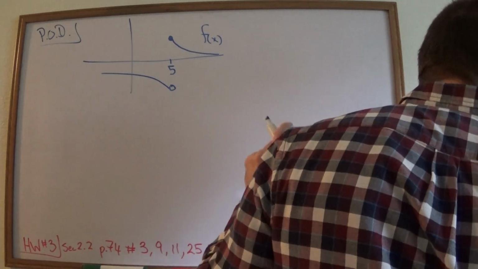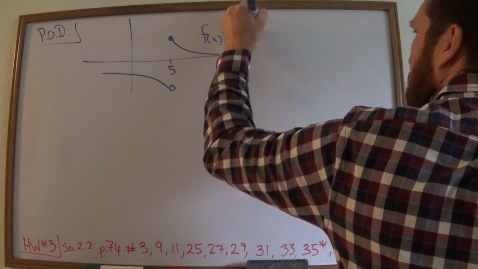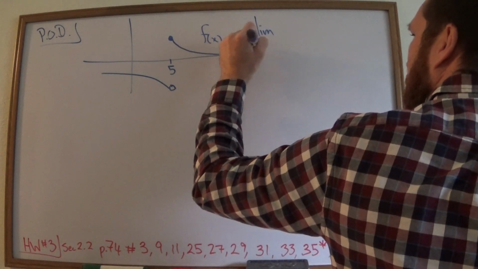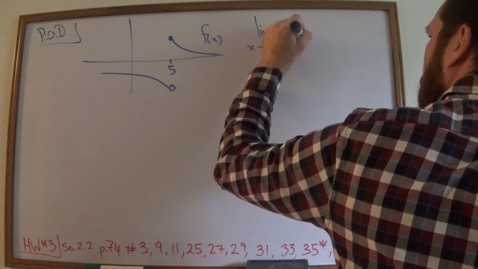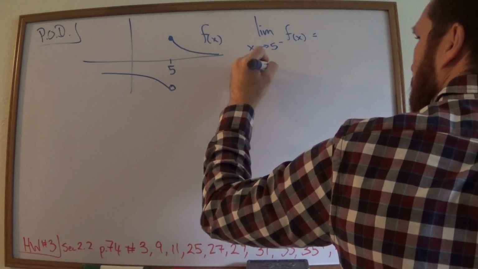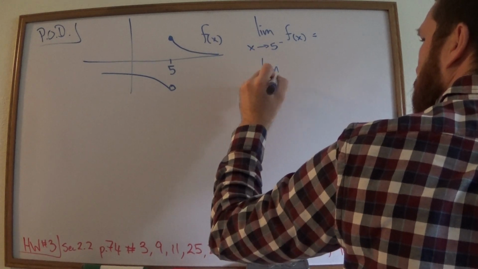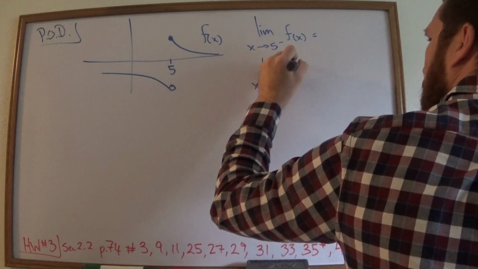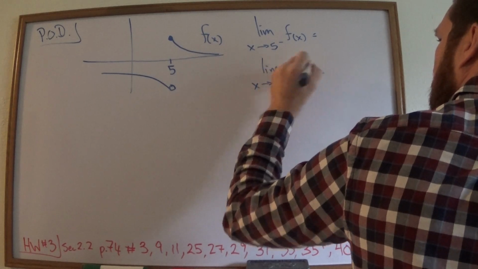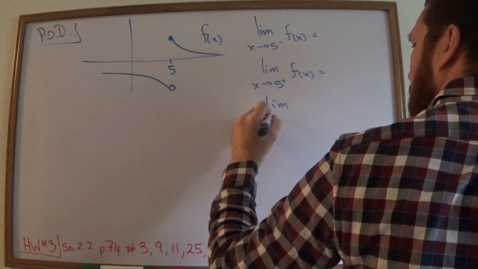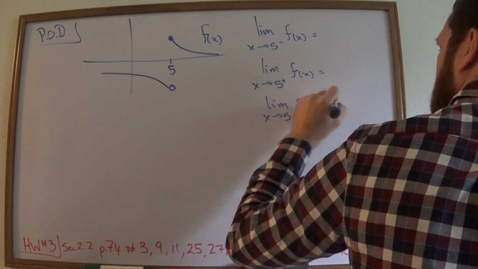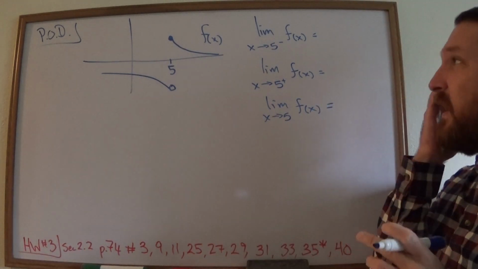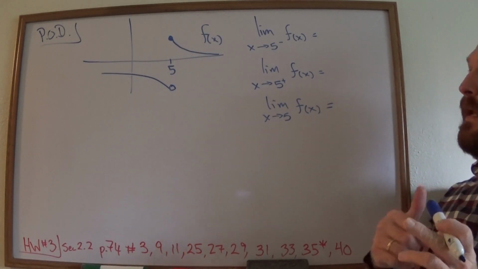And I want you to evaluate these limits here. The limit as x goes to 5 from the left of f of x. The limit as x goes to 5 from the right. And the limit as x goes to 5. We could all do this together. What is the limit as x approaches 5 from the left?